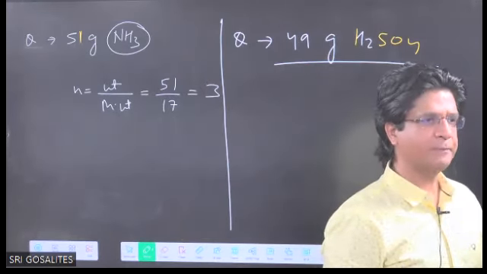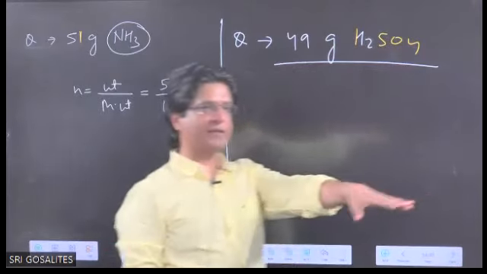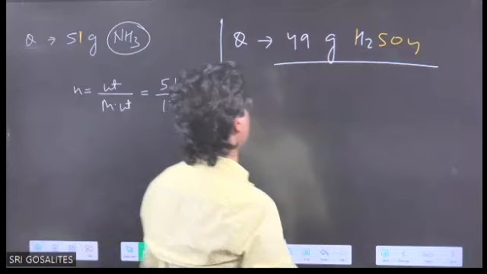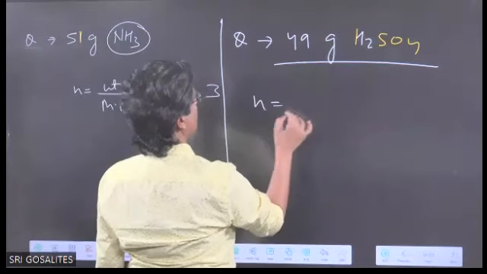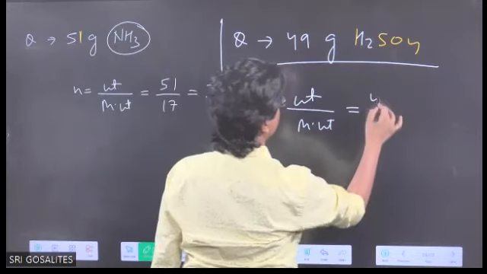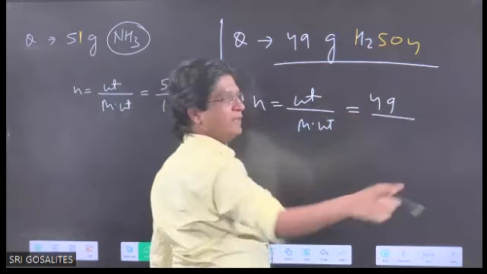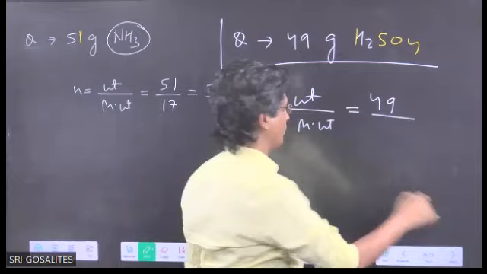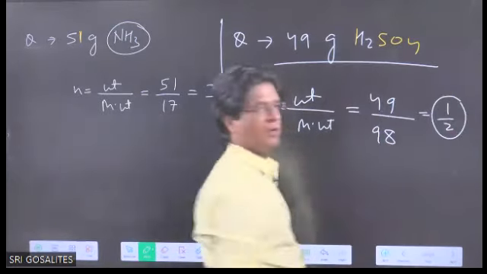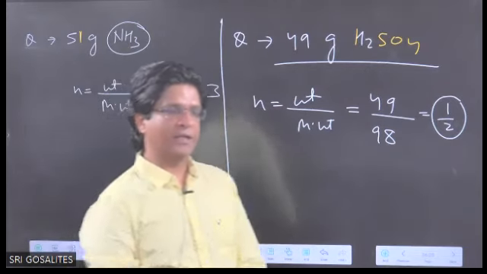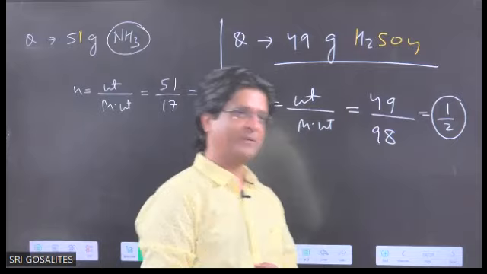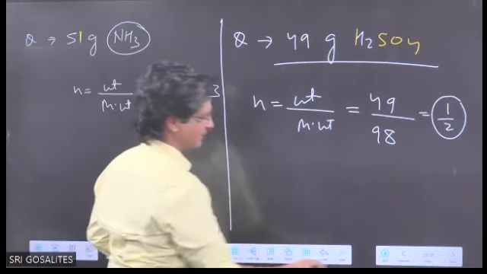Everyone should give the answer. I want everyone to give the answer. Many people are not giving the answer still. Very good. So number of moles will be weight upon molecular weight. Weight is given as 49 and molecular weight we have calculated just now, 98. It will be equal to 1 by 2 again. Yes or no? Very good.